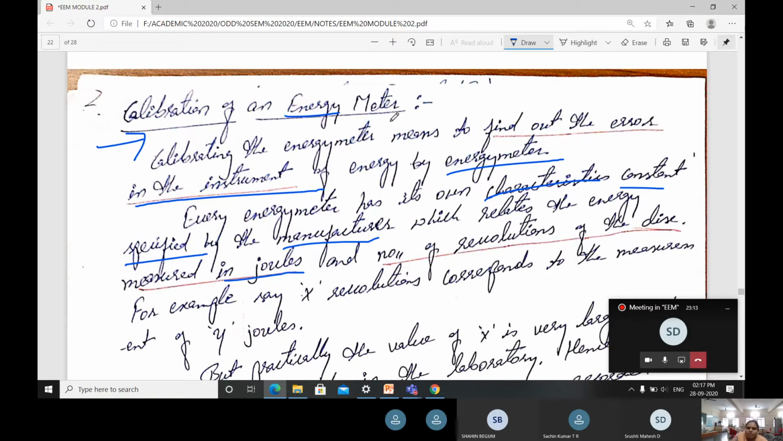For a disc, how many revolutions is it able to do based on the supply voltage or the current? Based on that, we say how much energy is consumed with respect to time, with respect to how many revolutions are completed in that time.